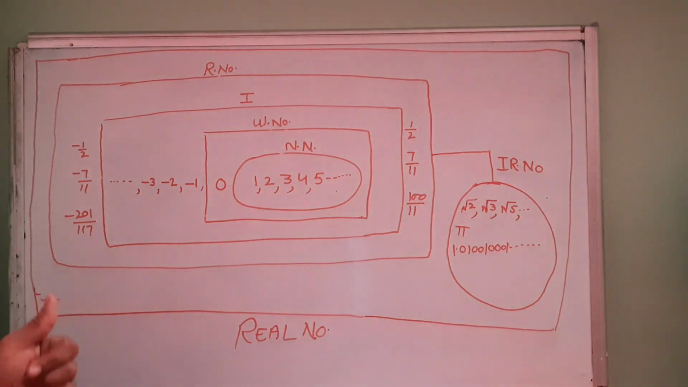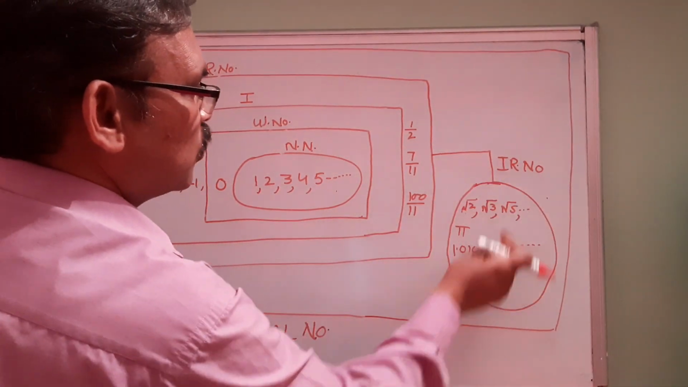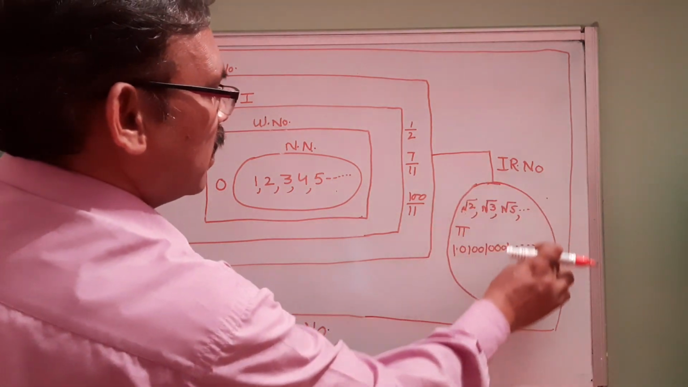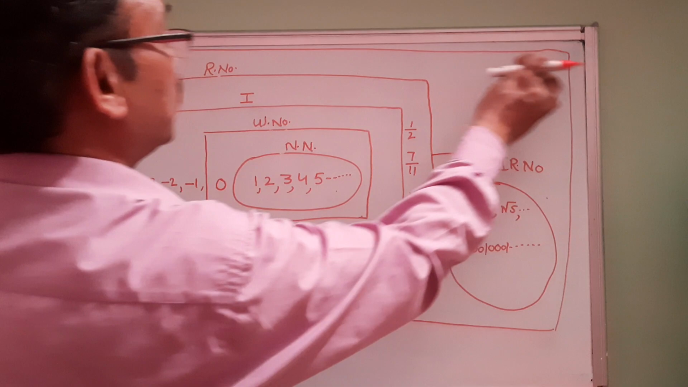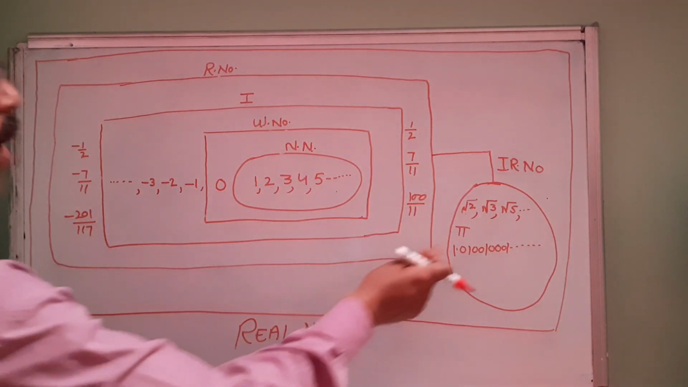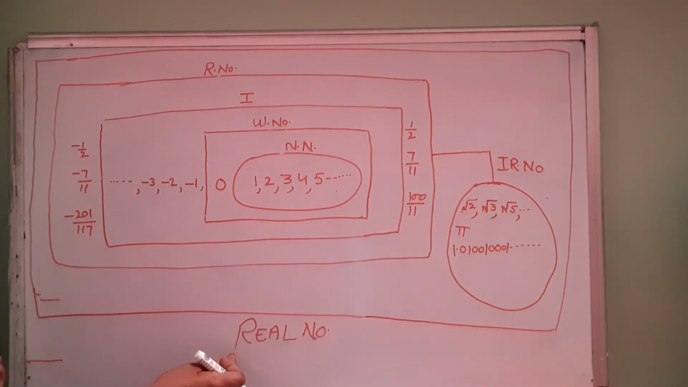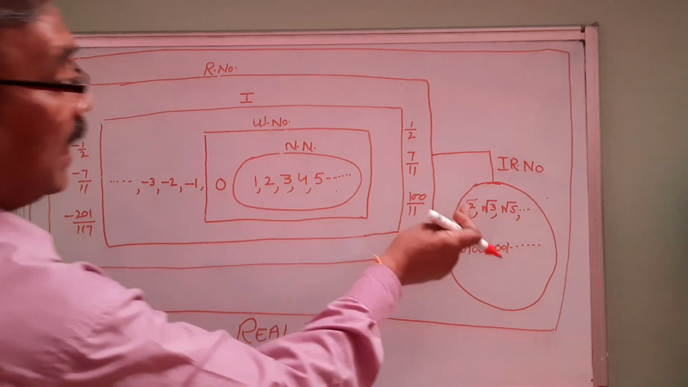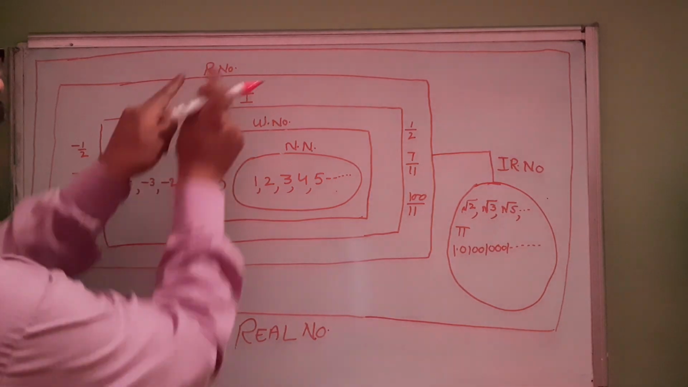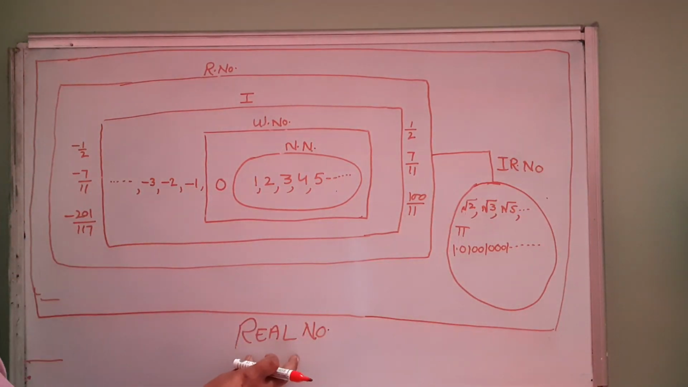If you take one more example, let us take the example of pi. Pi is in this box, so pi is irrational. Okay. Now this box is contained in this bigger box, real number. So pi is an irrational number as well as a real number. Right? But pi is not in this box, so pi is not a rational number. It is an irrational number as well as a real number.